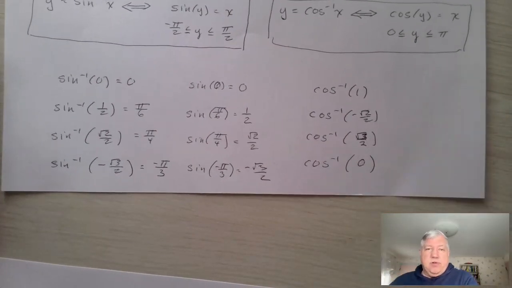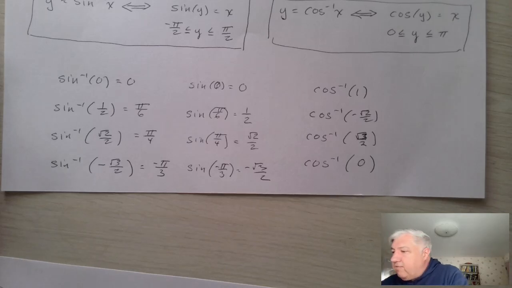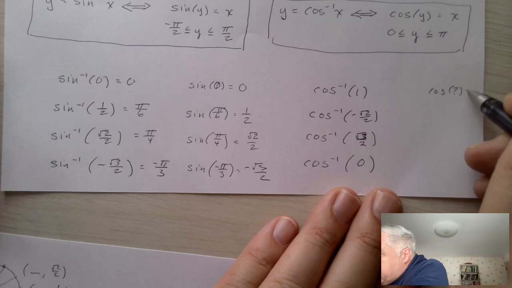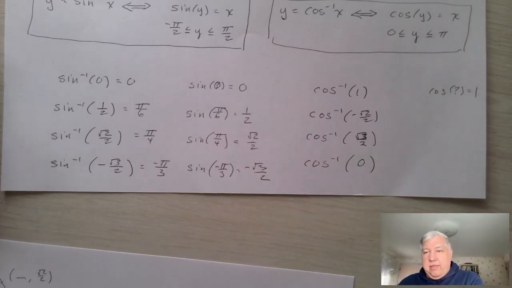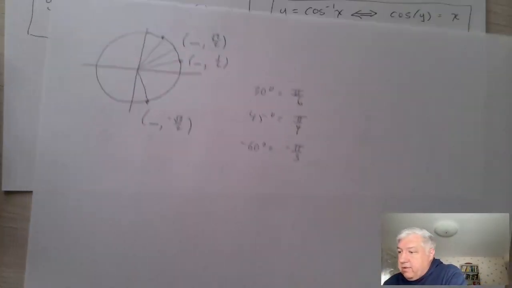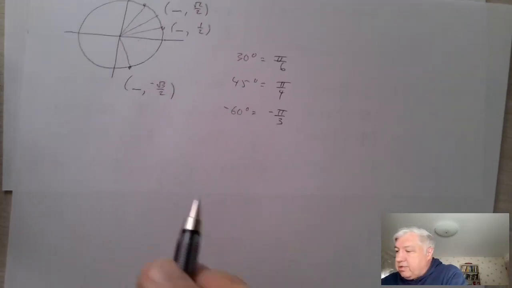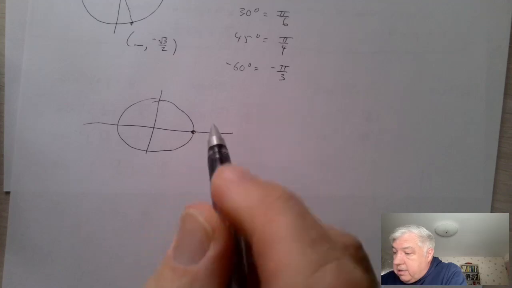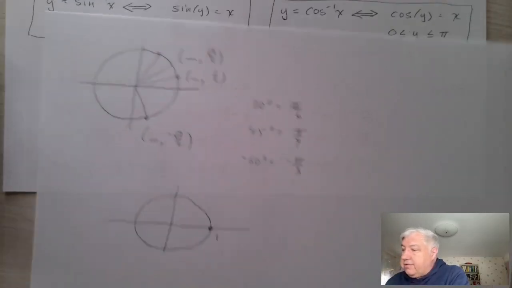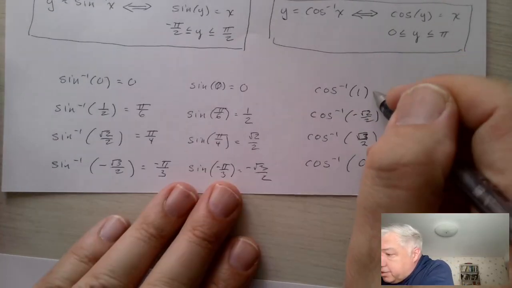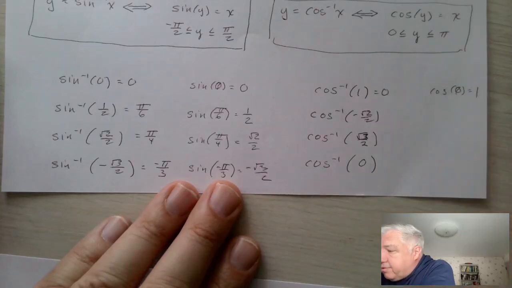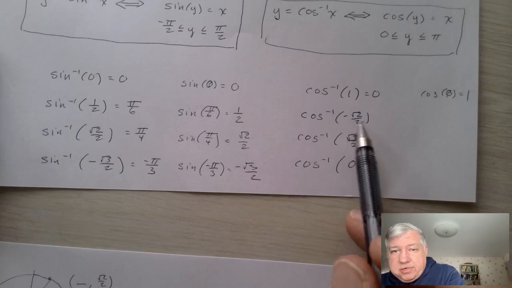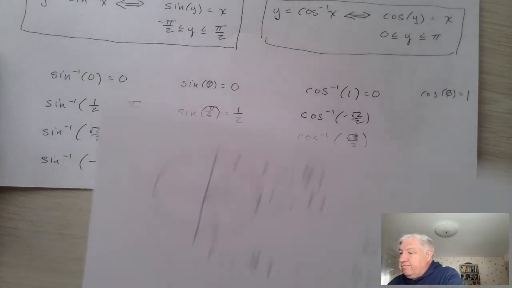Now let's look at the inverse cosine. The inverse cosine of 1. Well, what is that? We ask, cosine of what number is equal to 1? I think you can remember that over here it would be when the x-coordinate is 1, the angle is 0. So this is just going to be 0, because the cosine of 0 is 1.